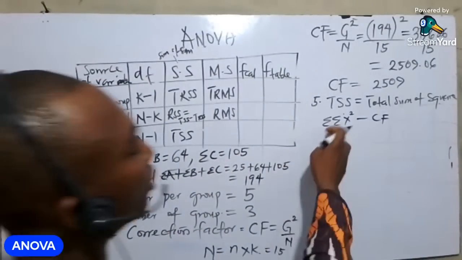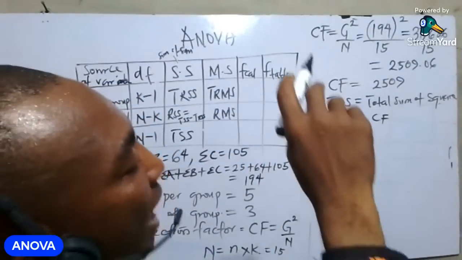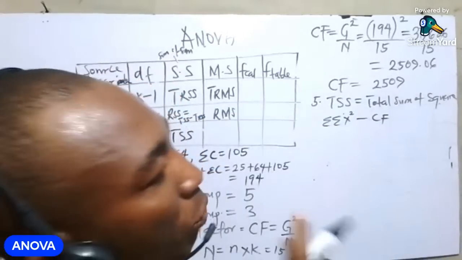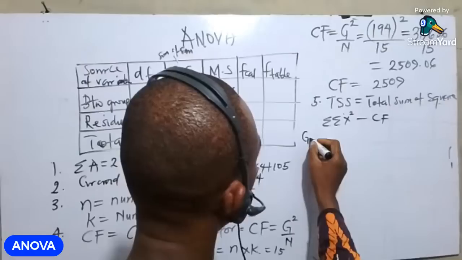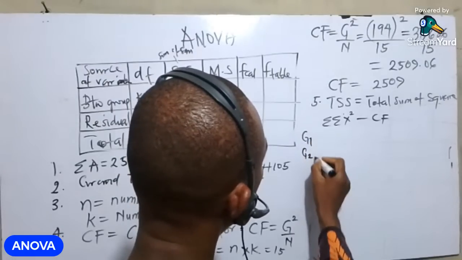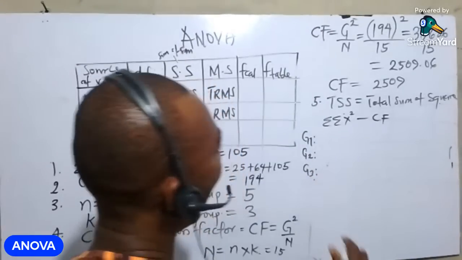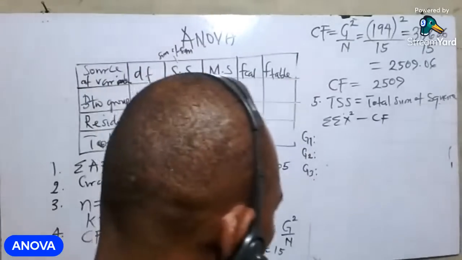When we say summation x square, it simply means all the observed data, all the data given to you, you are going to square them one by one. Group 1, group 2, group 3. So I'm going to square them one by one and add everything together. Let me go back to my table now.